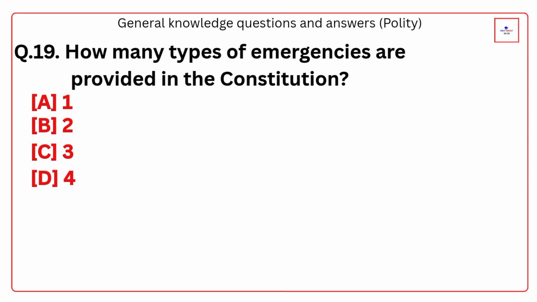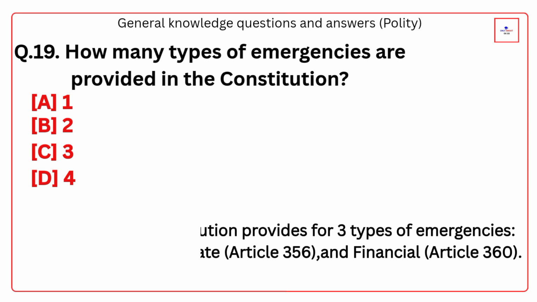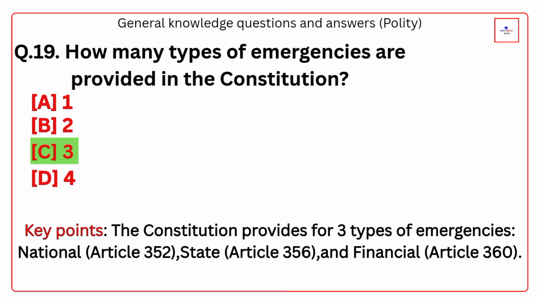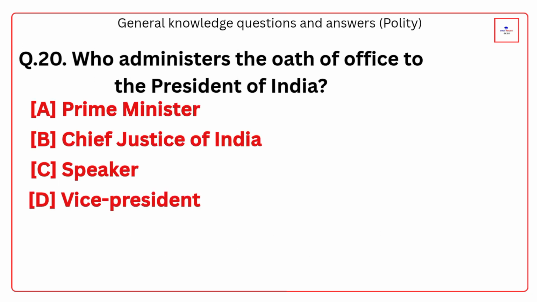How many types of emergencies are provided in the Constitution? Correct answer is 3. The Constitution provides for 3 types of emergencies: national, state, and financial.